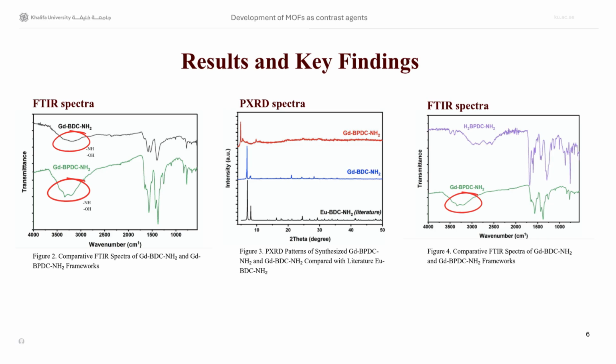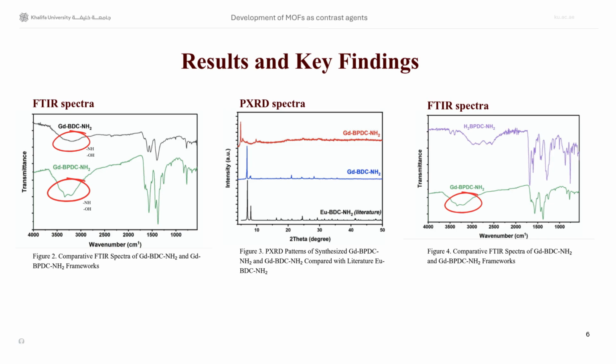Moving on to the PXRD spectra, PXRD was used to compare the crystallographic features of gadolinium BDC-NH2 and gadolinium BPDC-NH2. The main observation is that the diffraction peaks of gadolinium BPDC-NH2 shift to lower 2 theta values compared to gadolinium BDC-NH2. Scientifically, the shift is important because according to Bragg's law, a lower 2 theta angle corresponds to larger interplanar spacing, or larger d spacing. This is expected for gadolinium BPDC-NH2 because BPDC-NH2 is a longer linker than BDC-NH2. The longer biphenyl linker expands the distance between the metal clusters, leading to a larger framework spacing.